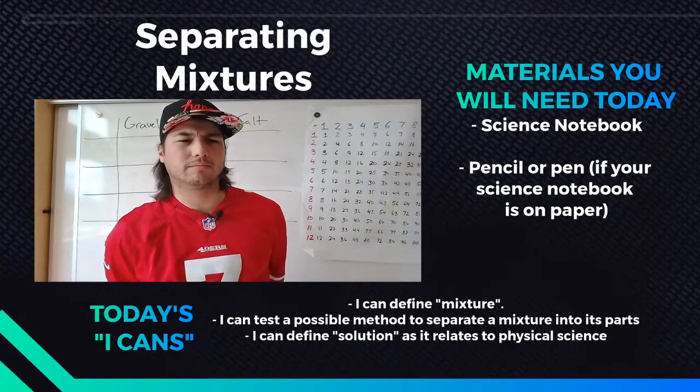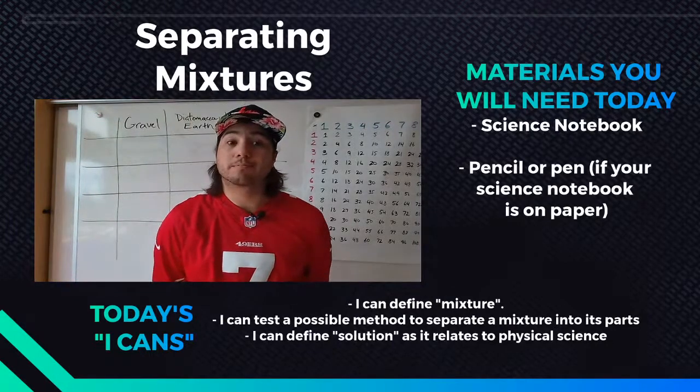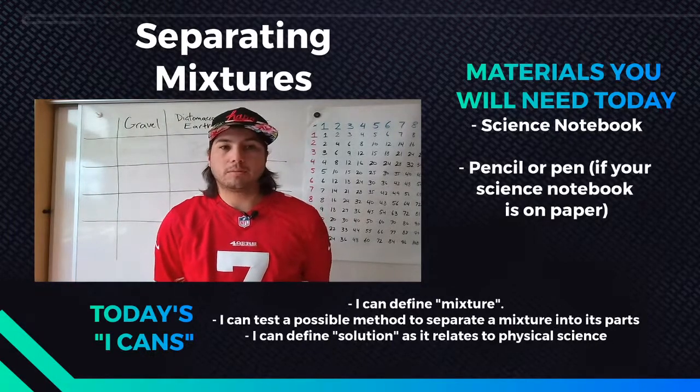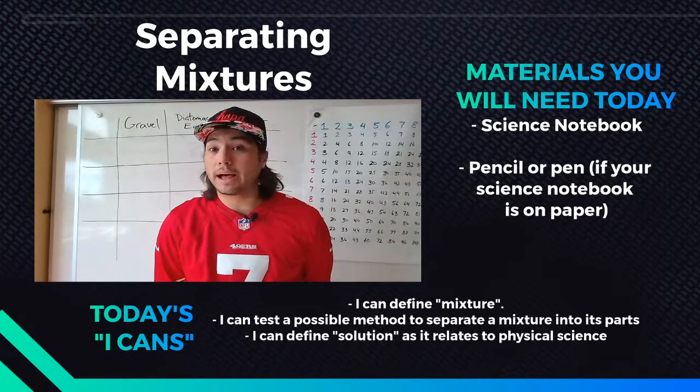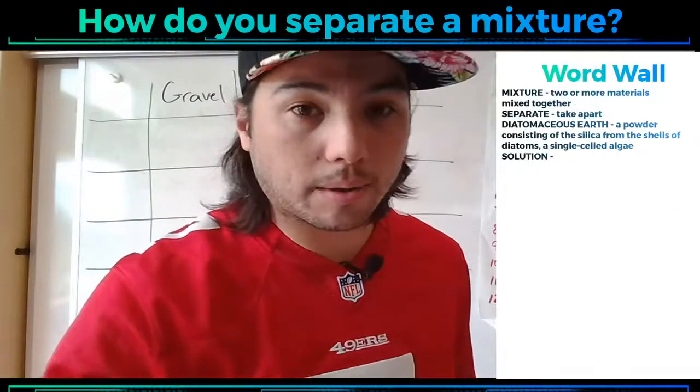It's a little different than sort of the answer to a puzzle, right? And then there's what you're going to need. Science notebook, pencil or pen. The table that we're going to need for observations is behind me. I will make it bigger so we can start to copy it down.